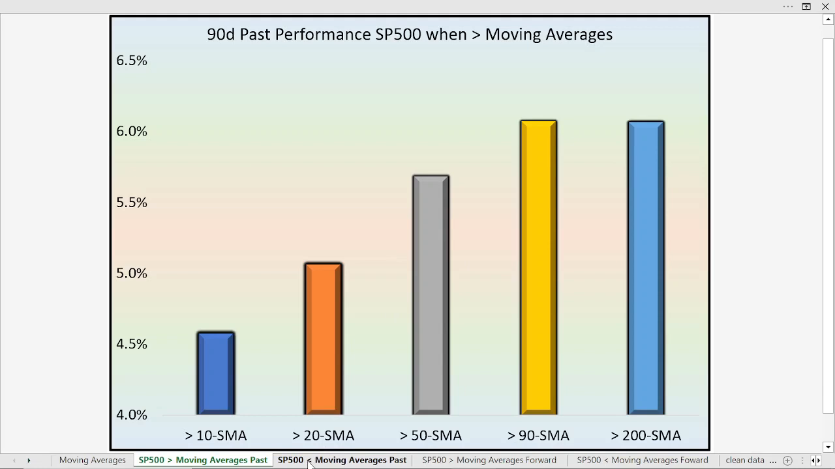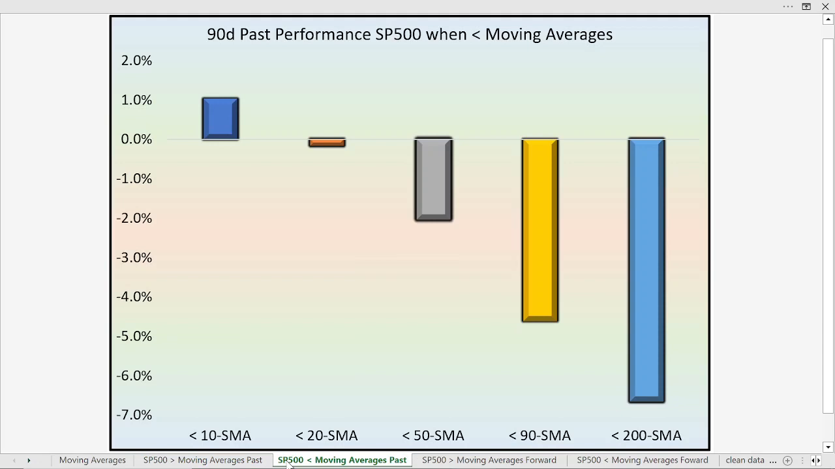So clearly, if we open up the charts and we see the stock market is above these simple moving averages, especially the longer term ones, it means it has been performing quite well. The 6% level is pretty important because we know on average the S&P 500 over the past several decades averages around 10-12% a year. If we can make 6% a quarter, 6% every 90 days, that's certainly we would outperform the averages.